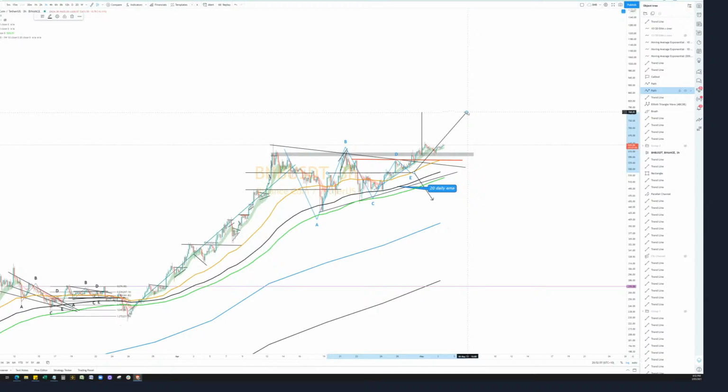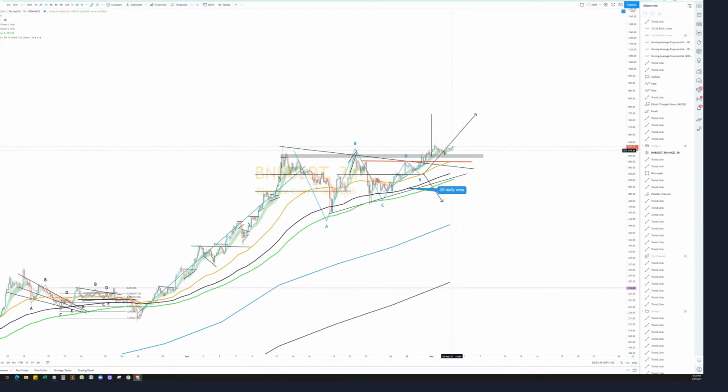It's already broken it. You can see the retesting at that level. Prior resistance, and then pull back, breaks it, first touch, support. Now it just has a little resistance level there. I think it's just going to create a bullish continuation pattern, and then off it goes, BNB.